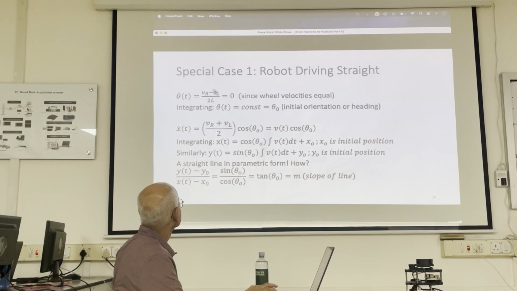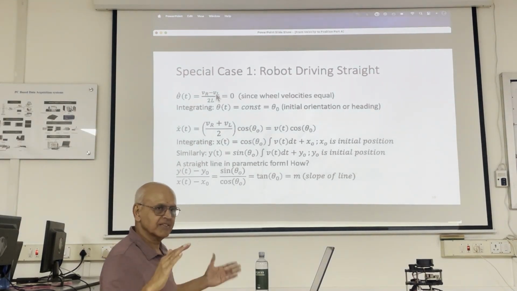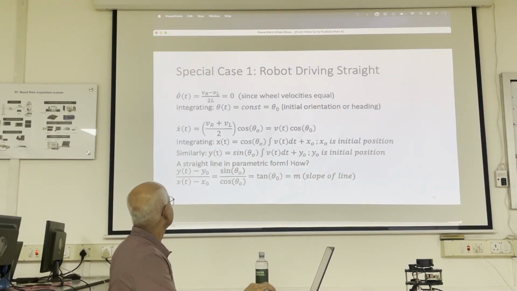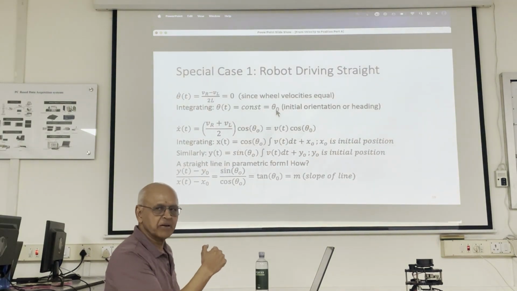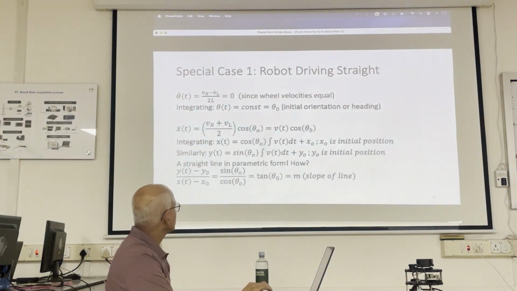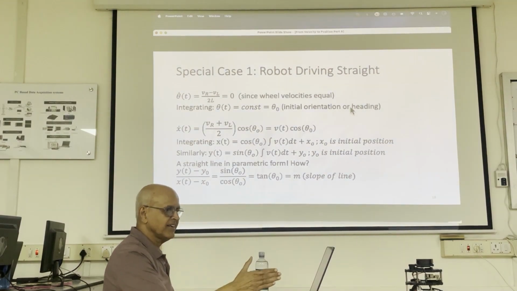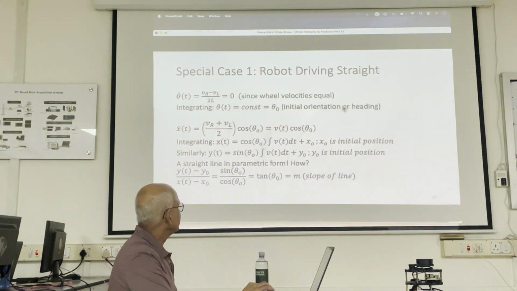So theta dot is Vr minus Vl. Remember, Vr and Vl are equal for straight line motion, so theta dot is 0. So theta of t is a constant, theta naught. That's what I meant by constant heading. Whatever the initial orientation is, it will maintain that, and that is brought about by the fact that both wheel velocities are the same.